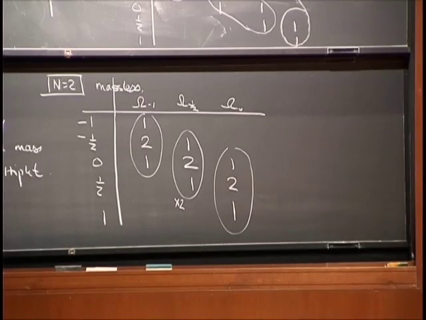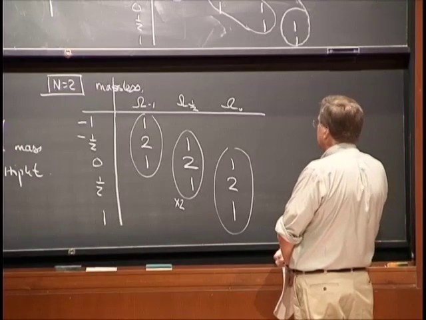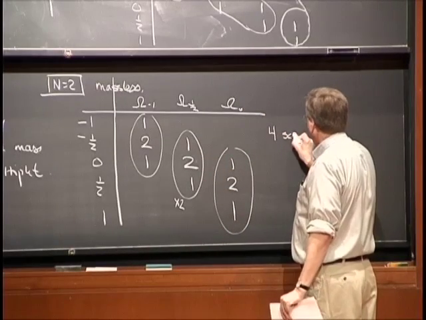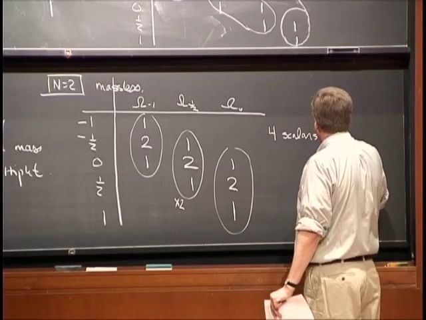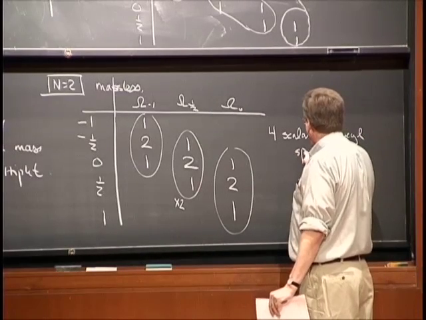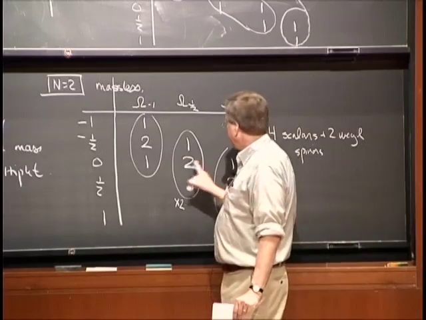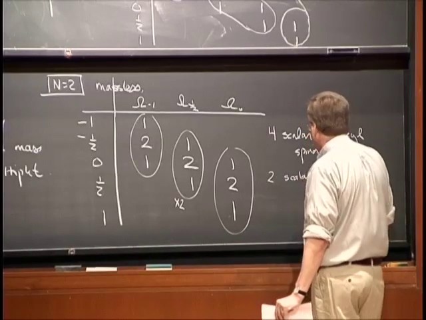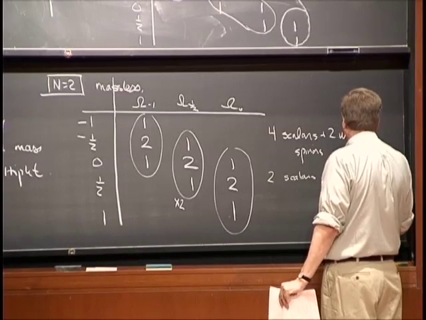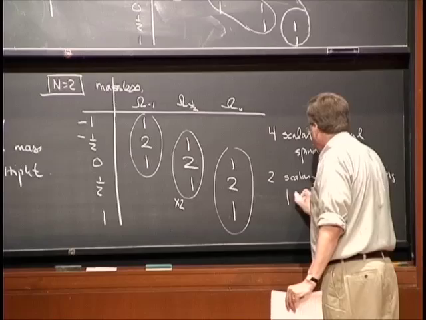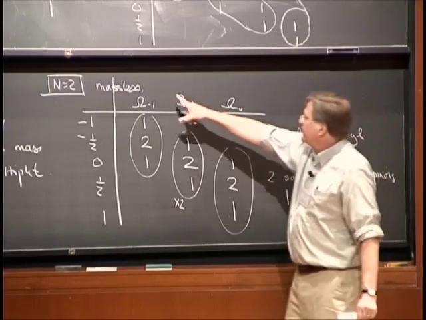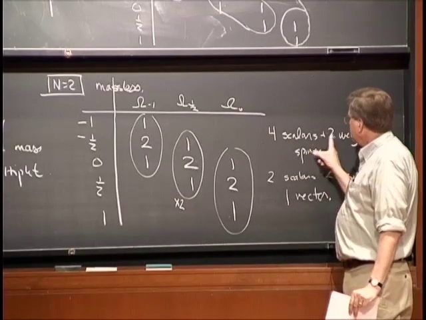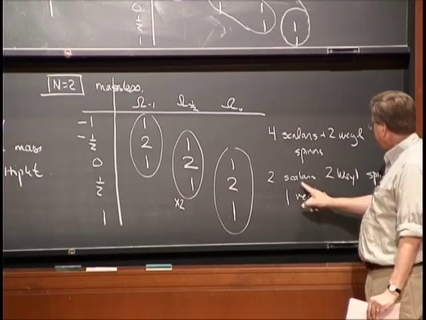So for n equals 2, there is a multiplet which has 4 scalars and 2 Weyl spinors. And there's a multiplet which has 2 scalars, 2 Weyl spinors, and 1 vector. This is a massless multiplet. These n equals 2 multiplets break into n equals 1 multiplets. This multiplet is 2 scalar multiplets of n equals 1. This is a scalar plus a vector of n equals 1.